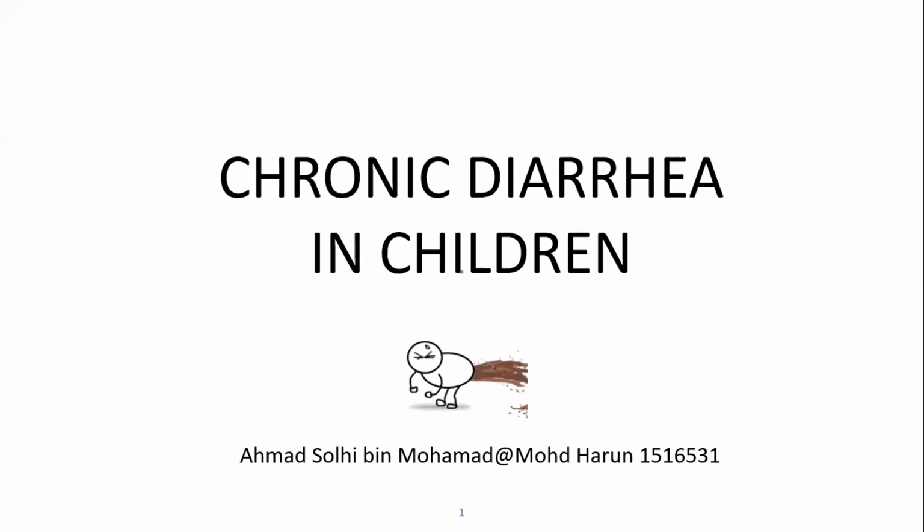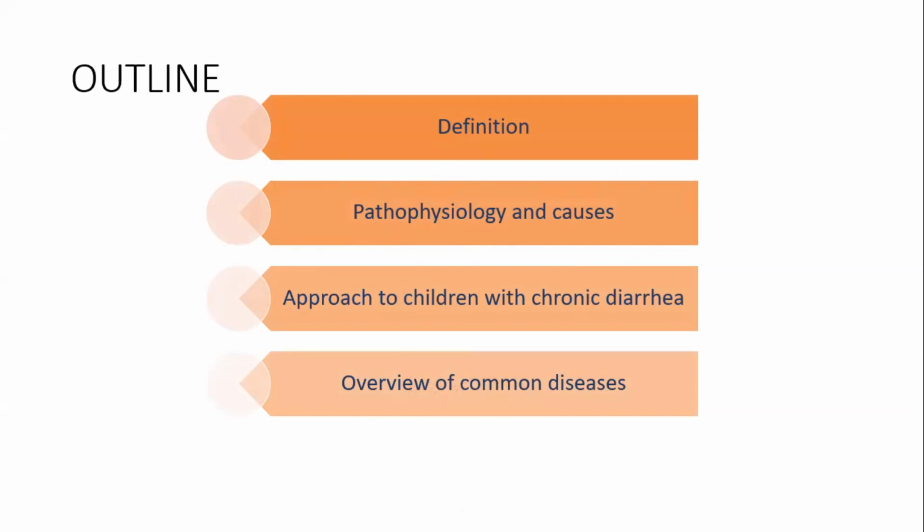Today we're going to talk about gastrointestinal problems in the pediatric population. We have four topics today: chronic diarrhea, chronic constipation, liver failure, and last one is functional abdominal pain in children. So today I'm going to talk about chronic diarrhea in children. First, these are my outlines. I'm going to talk about the definition, followed by pathophysiology and the causes, and then how to approach children with chronic diarrhea. I will end the presentation by giving an overview of the common diseases which present with chronic diarrhea.